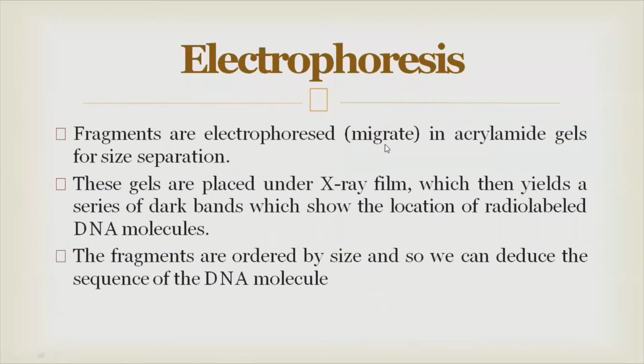So the fragments are electrophoresed, that is, migrated in the acrylamide gel for size separation. I'm reading this faster because we already know what electrophoresis is. And these gels are placed under X-ray, because we have radioactively labeled the 5' end, which then yields a series of dark bands showing the location of the radio-labeled DNA. The fragments are ordered by size, and so we can deduce the sequence of the DNA molecule.